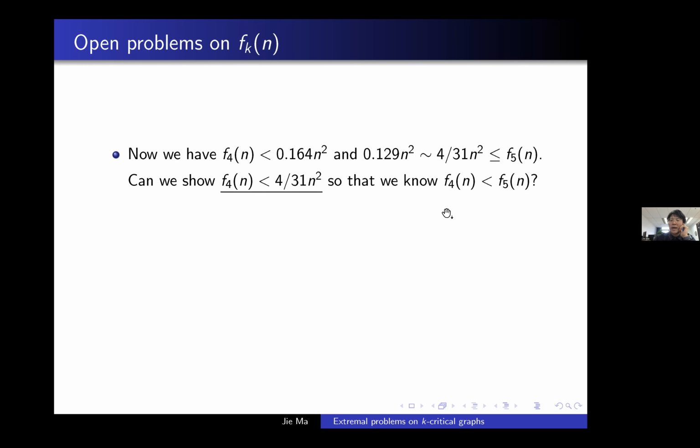If so, then we know F4 is smaller than F5. Currently, for k-critical graphs, our knowledge is very poor. We don't even know this inequality. If you think about it, if k is going up, the number of edges must be going up, but we don't know this from any theory. I think the next step will be trying to prove something like this, to improve the upper bound.